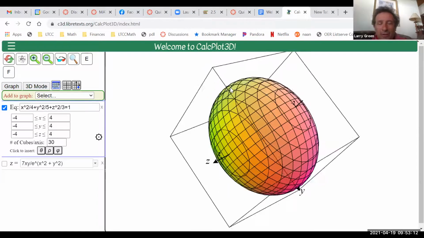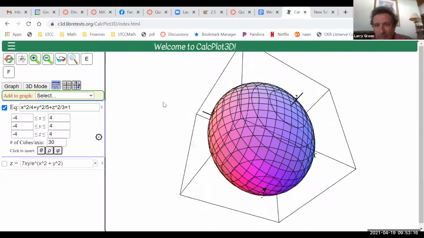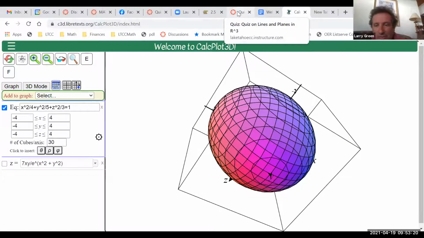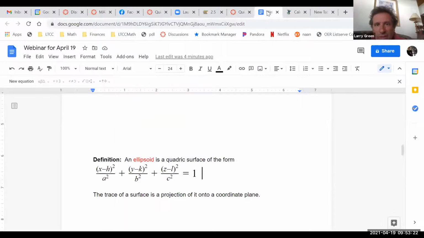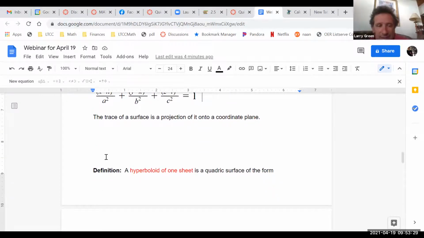Okay, but the Earth is pretty close, pretty much an ellipsoid. And this looks pretty much like the Earth. Any question on ellipsoids? Okay, so then comes the next group.